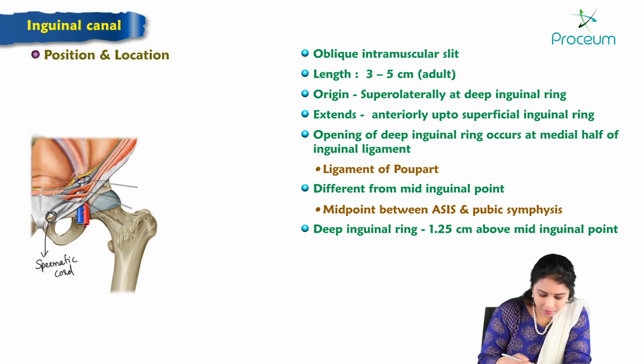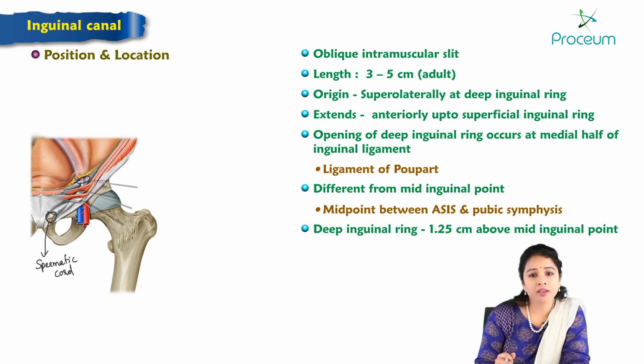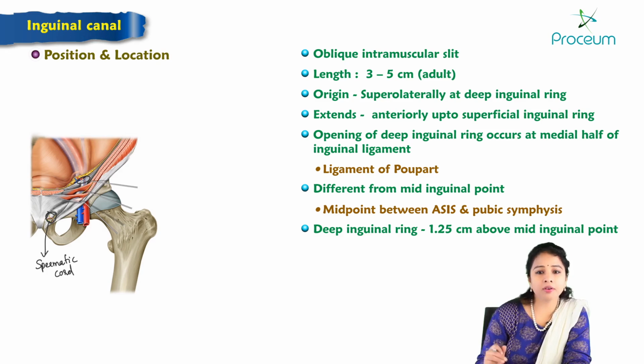Here we can see the spermatic cord comes out through the superficial inguinal ring in males, and in females it is the round ligament of uterus.